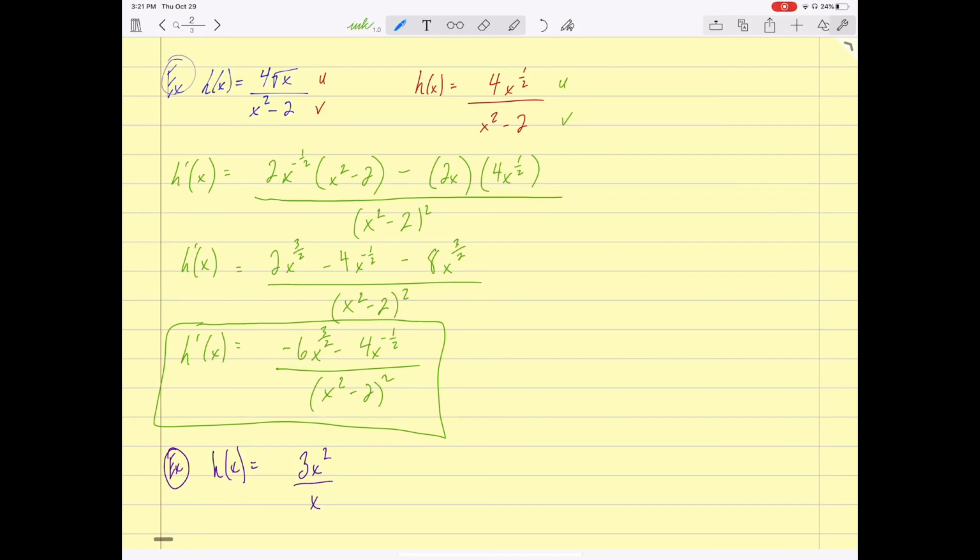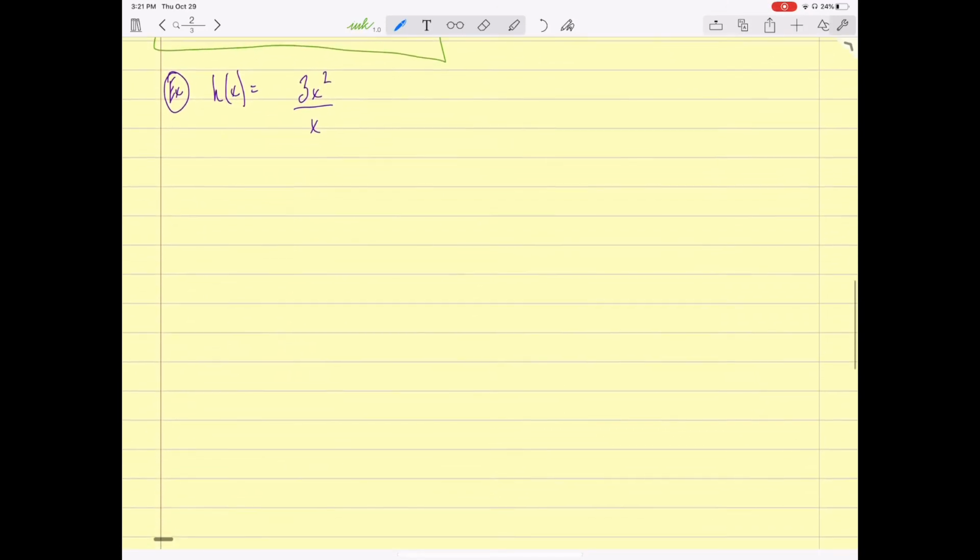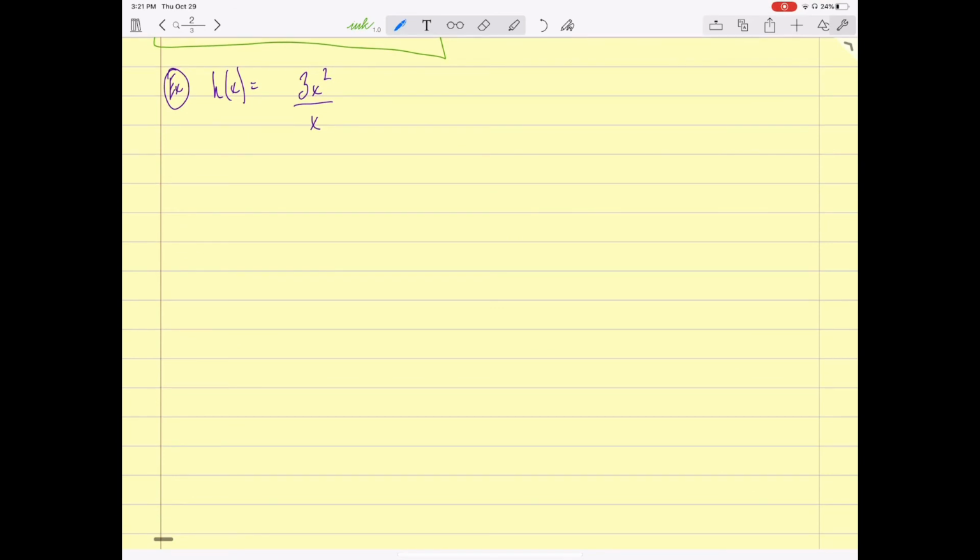Okay, so let's look at this problem. H of x equals 3x squared over x. So these questions, I put them on tests, and again, for a student to do this using the quotient rule, it's sad because this is a really easy problem. Here's the short way, right?